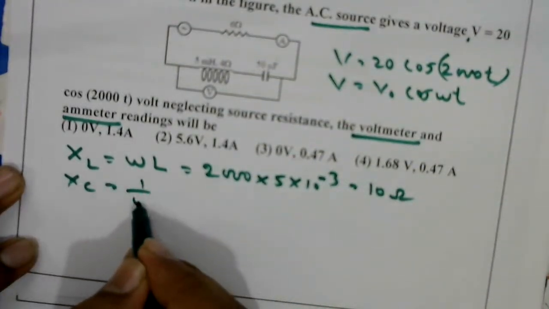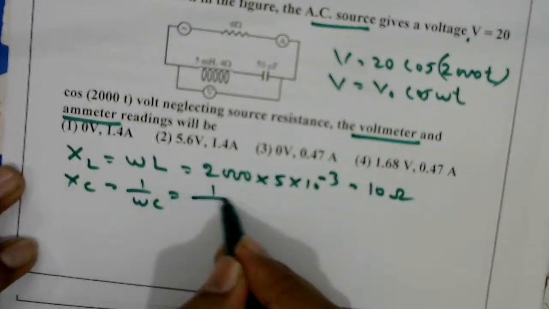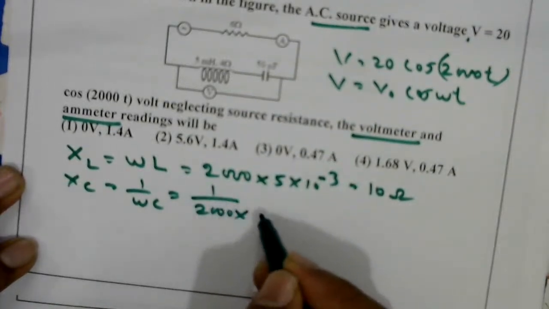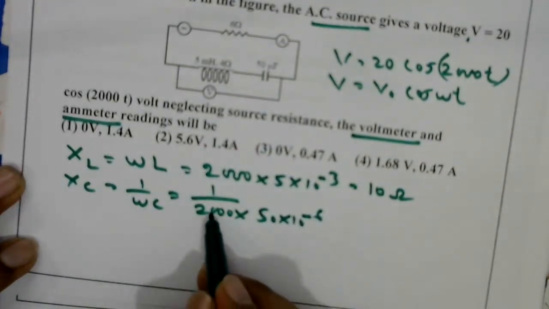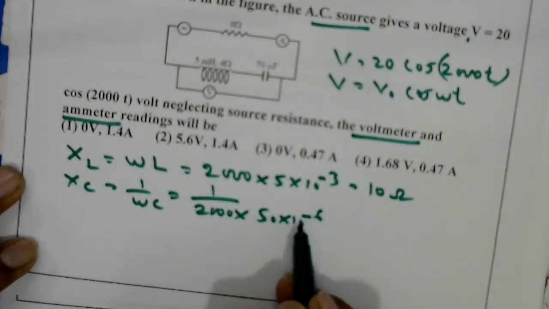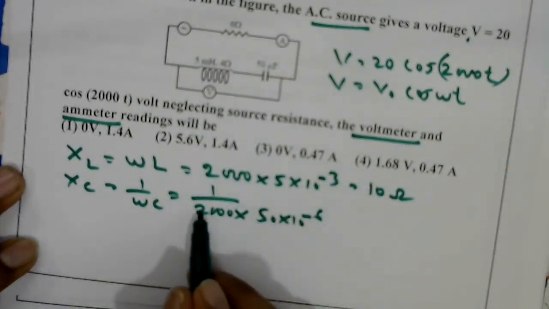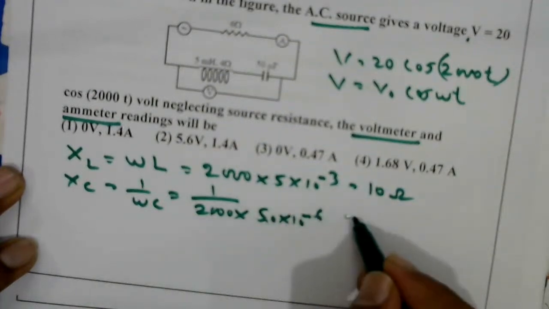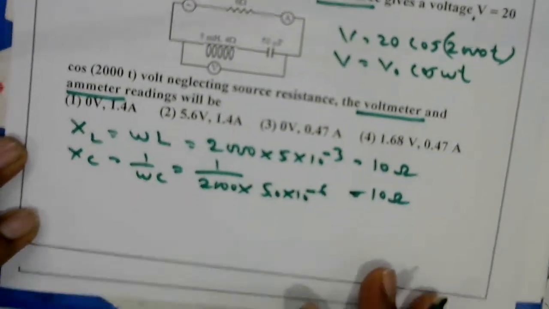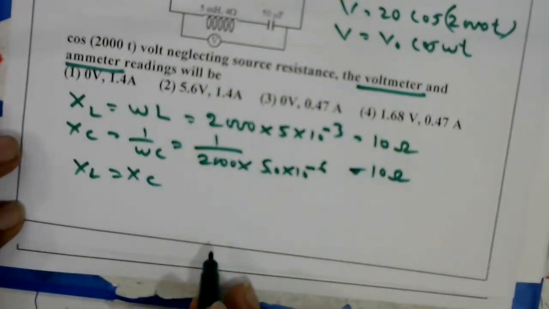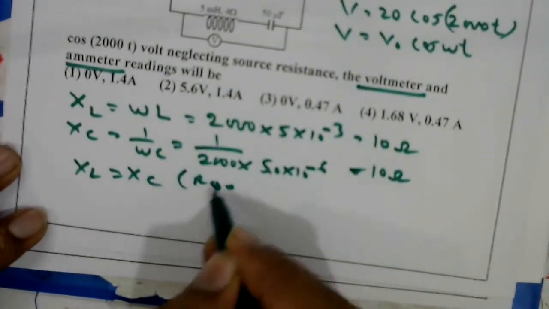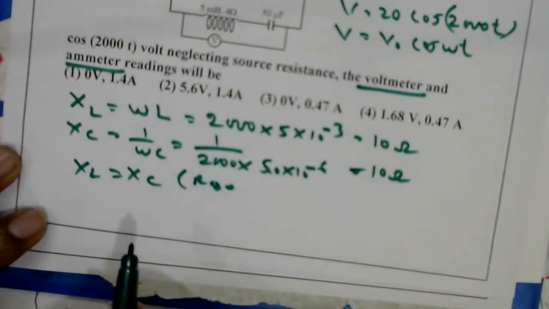Xc is equal to 1 by omega c, we know that one, 1 upon 2000 into c is 50 into 10 to the power minus 6. So these 3 and these 3 get cancelled, 10 to the power minus 3 left here, that will go to numerator plus 3. So 2 into 50, 100, it is also 10 ohm. XL is equal to XC we got, it means that it is a resonance circuit. Yes, no? XL is equal to XC, it is a resonance circuit.